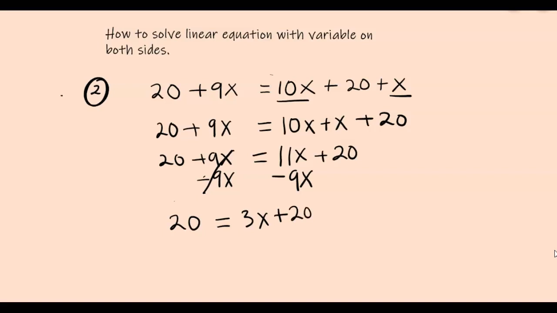Now we have 20 here, we have 20 here. So we need to bring it over here. So we want to make here 0, so we subtract. And we have to do the same thing here. 20 minus 20 give us 0. We got 3x. Here we divide and we divide.